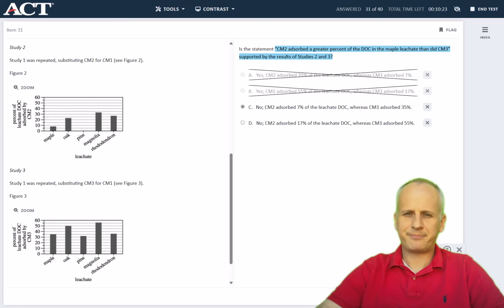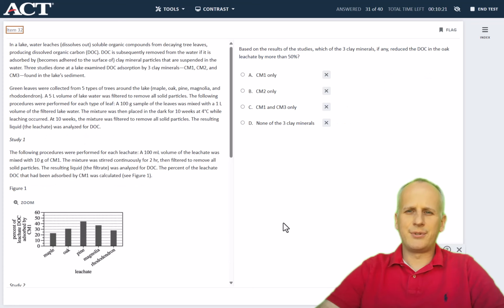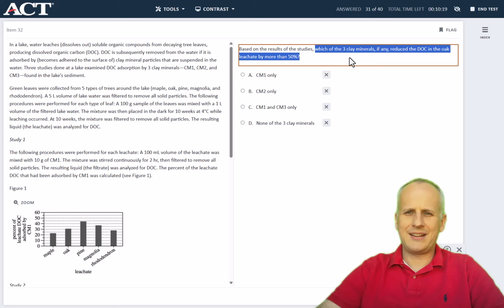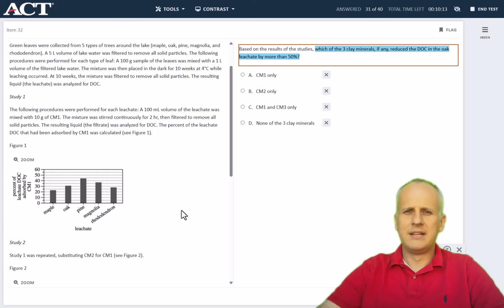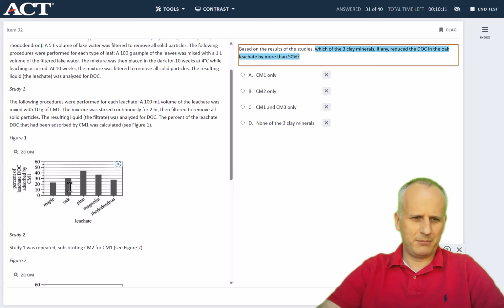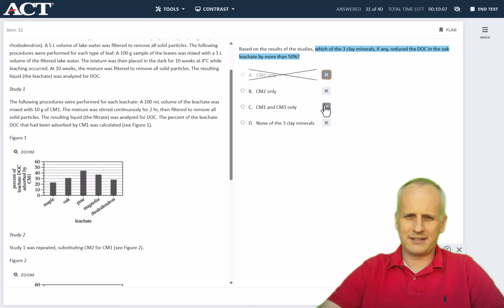Next, based on the results of the studies, which of the 3 clay minerals, if any, reduce the DOC in the oak leachate by more than 50%? So we're looking at oak. Well, CM1 here is 30, so CM1 only, certainly not.